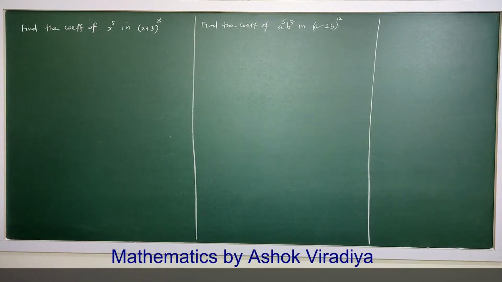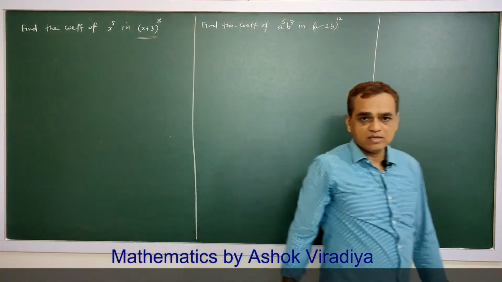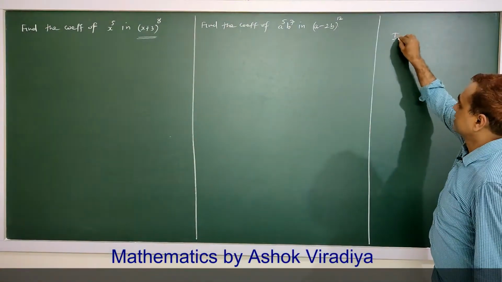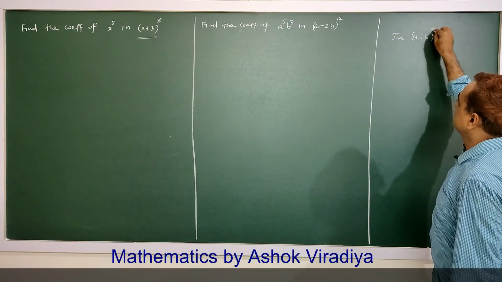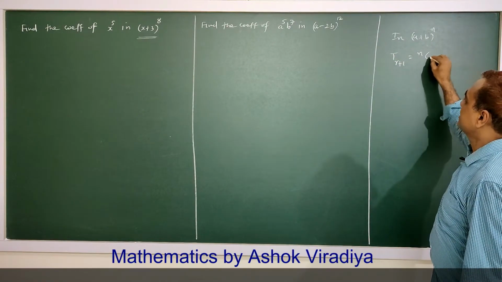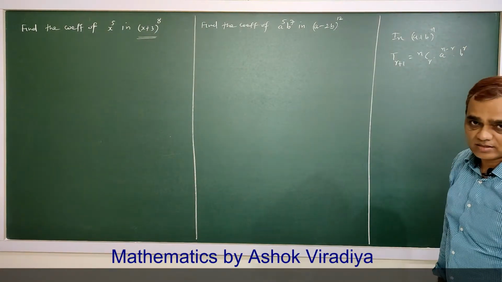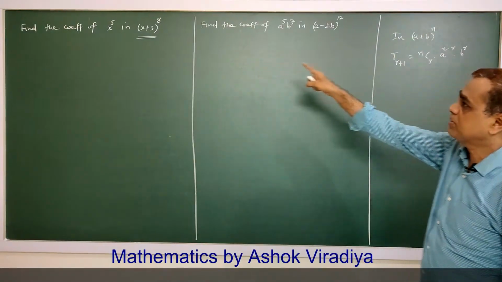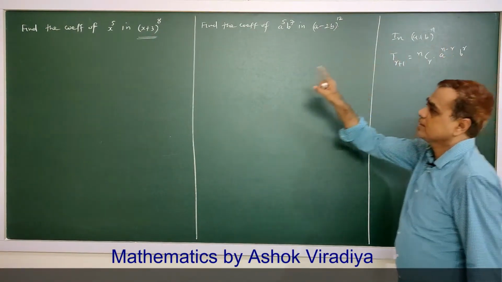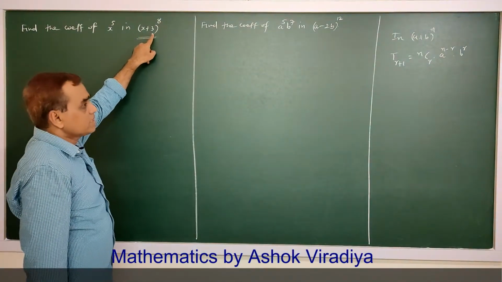Find the coefficient of x raised to 5 in (x + 3) raised to 8. Say it is like (a + b) raised to n. We know the result that in (a + b) raised to n, the formula for the general term is nCr a raised to n minus r, b raised to r. So matching this expression with this formula, here a is x and b is 3.